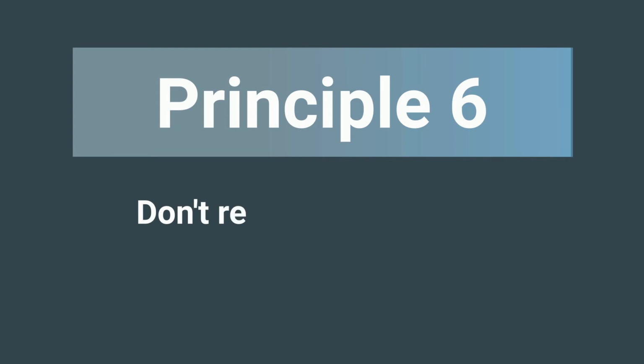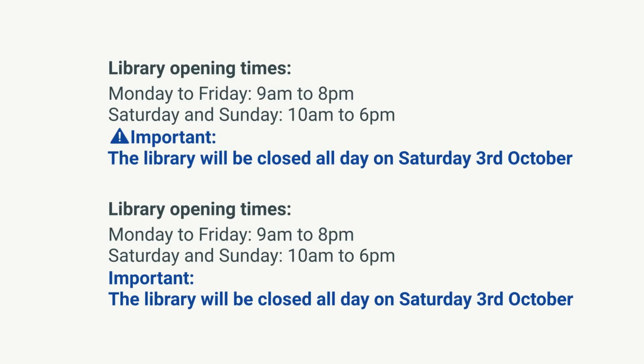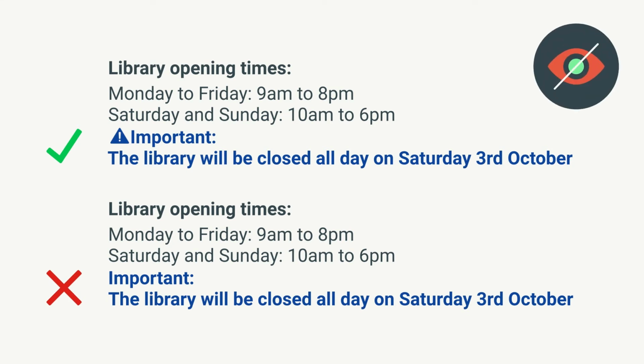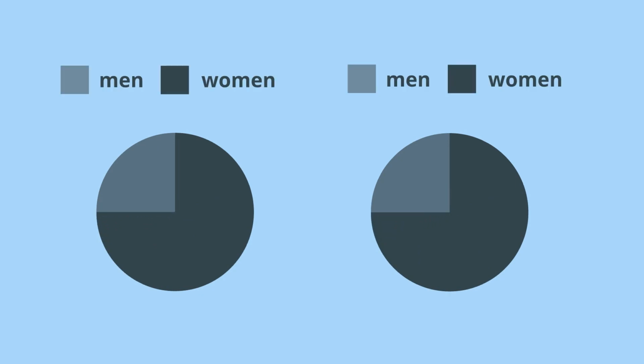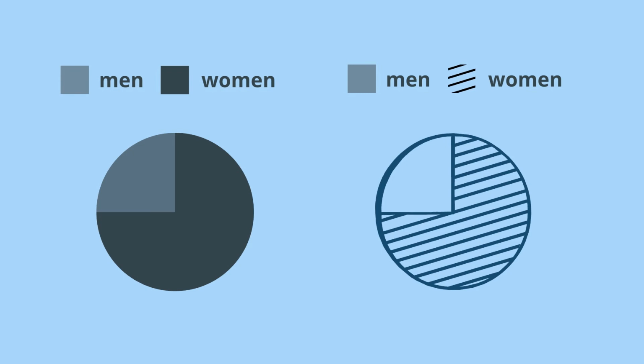Principle 6. Don't rely on colour alone to convey meaning. Look at these two timetable announcements. The first one is great because it uses an icon as well as the colour blue to distinguish the important information. The second one uses colour alone to highlight this information, which is unhelpful for students with colour blindness. This principle is particularly important when it comes to graphs, so think about using labels or patterns instead of just colour in order to convey meaning.